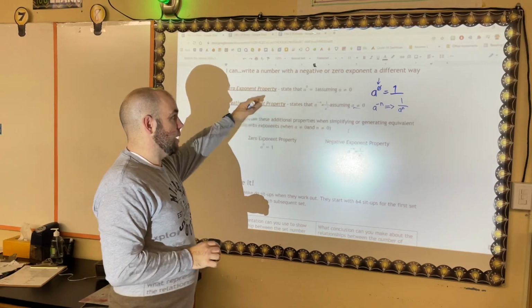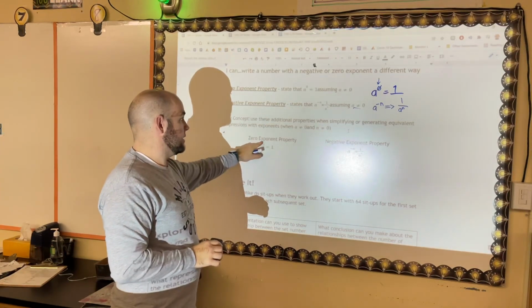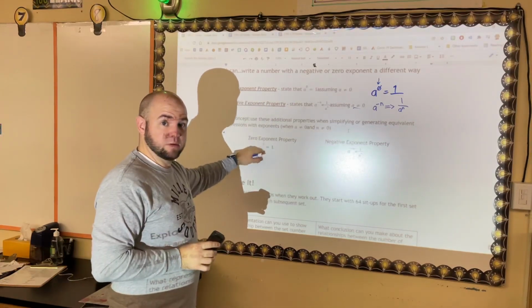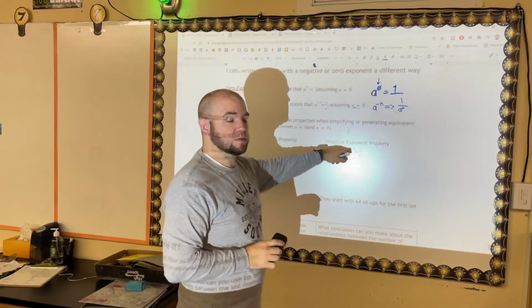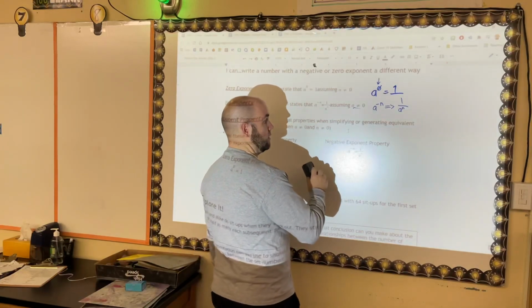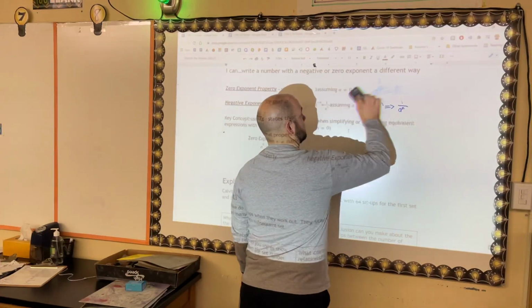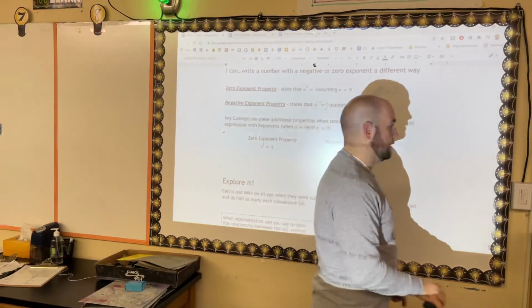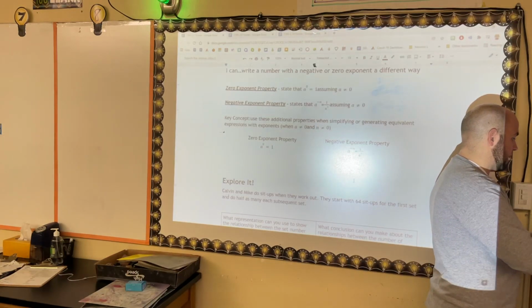We can use additional properties, and that's 2 of them. Zero exponent: the exponent of 0 means it's 1. A negative exponent: you just write it as a fraction underneath 1. Oh, that's dirty. So let's do some practice ones here.